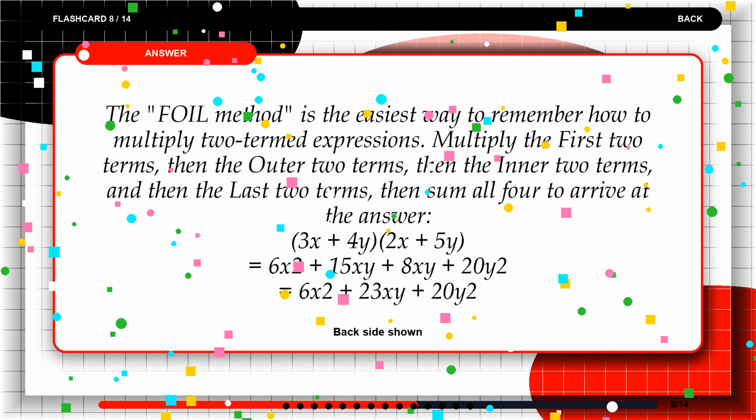Multiply the first two terms, then the outer two terms, then the inner two terms, and then the last two terms, then sum all four to arrive at the answer. (3x plus 4y)(2x plus 5y) equals 6x squared plus 15xy plus 8xy plus 20y squared equals 6x squared plus 23xy plus 20y squared.